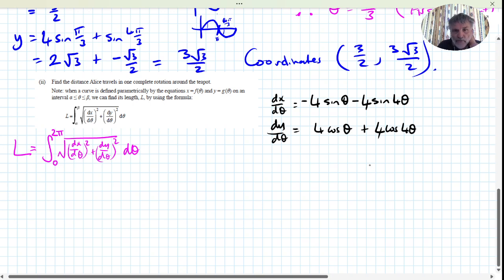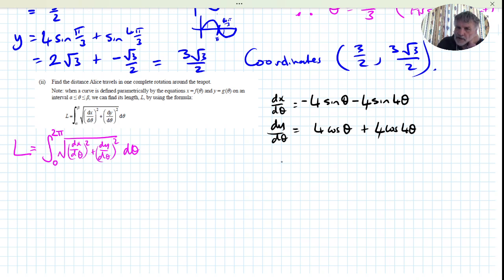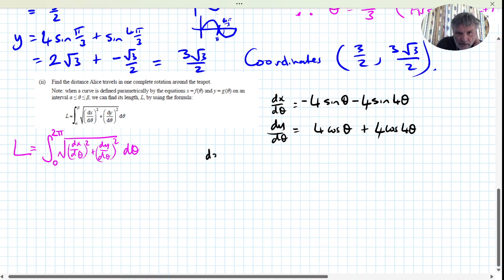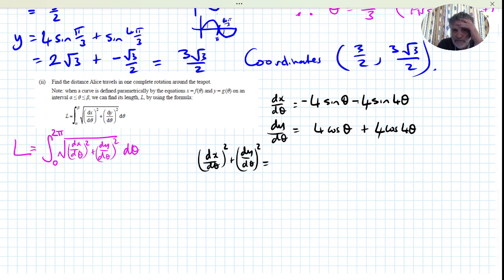No minus signs to deal with. So that's that. Next thing we need is dx by d theta squared plus dy by d theta squared. So square both of these. When you square two things with a minus sign, it's going to be the same as squaring with a plus sign, so we don't need to really worry about the minus sign.